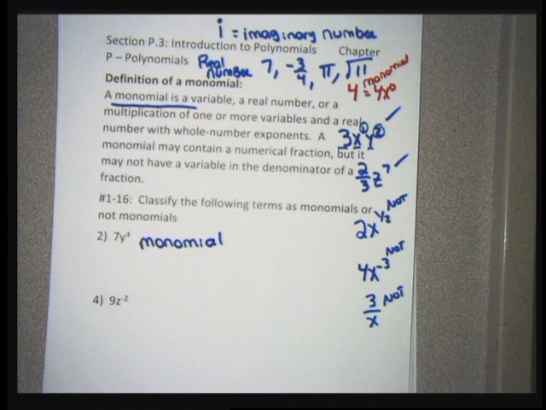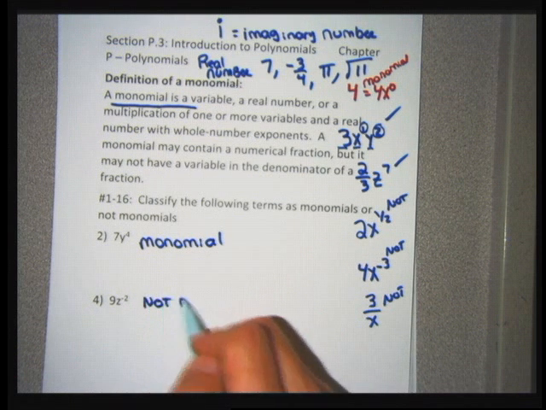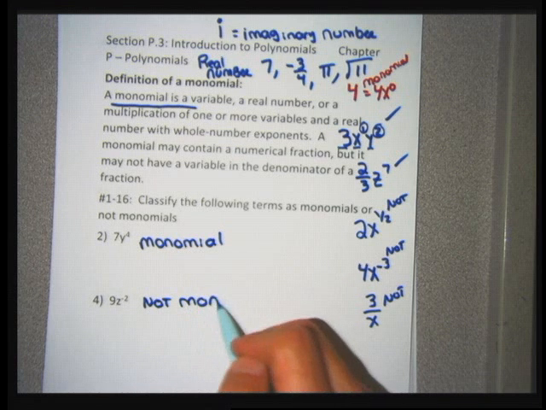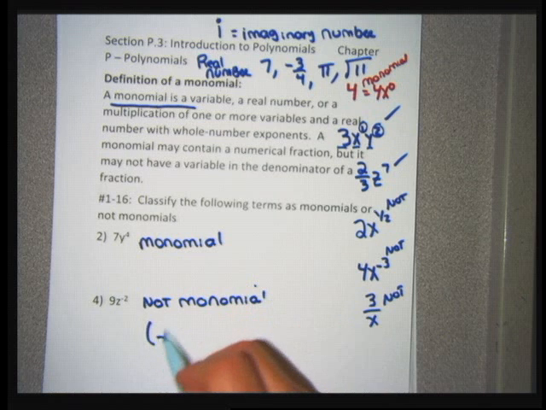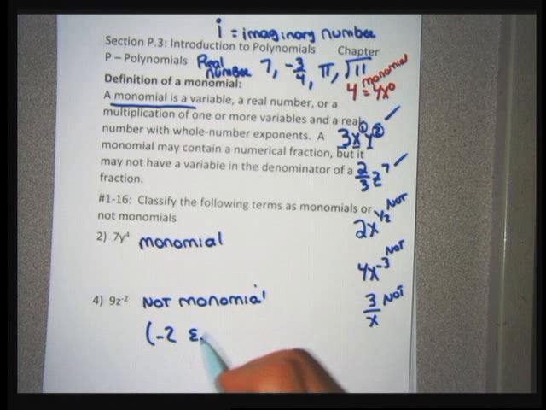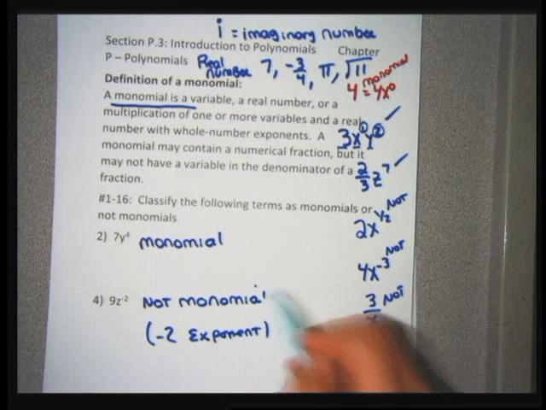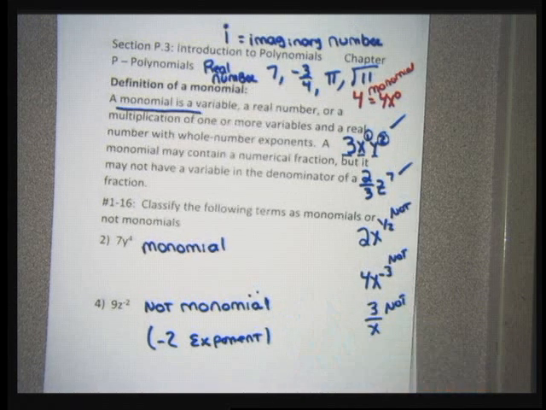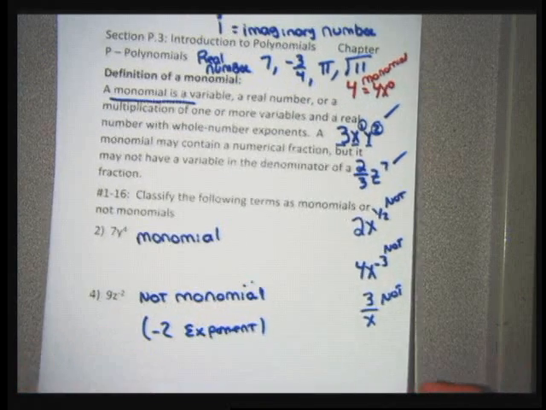Number 4, I consider it not a monomial. And the -2 exponent makes it not a monomial. Because to be a monomial, your exponent can only be 0, 1, 2, 3, 4, 5, 6, 7, 8. Any integer 0 or bigger, but negative integers don't work for monomials.